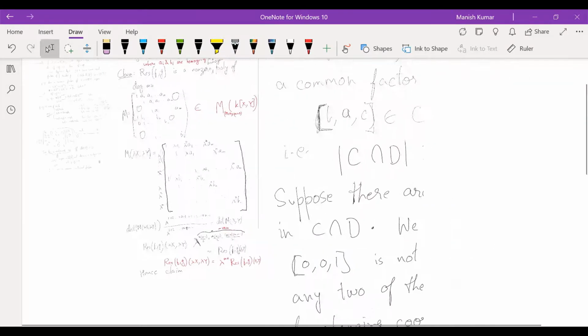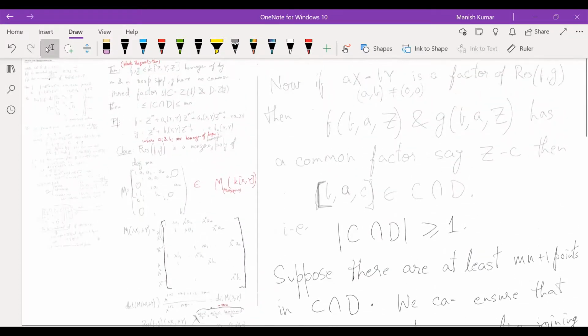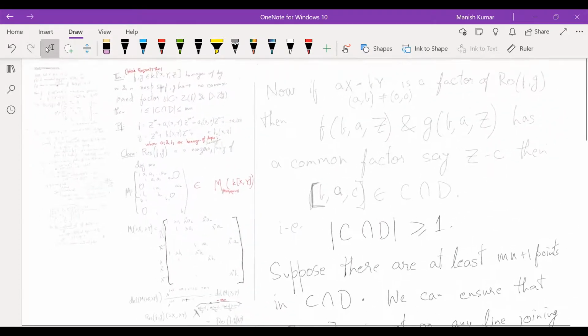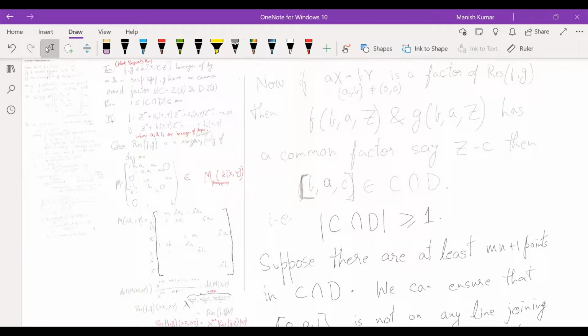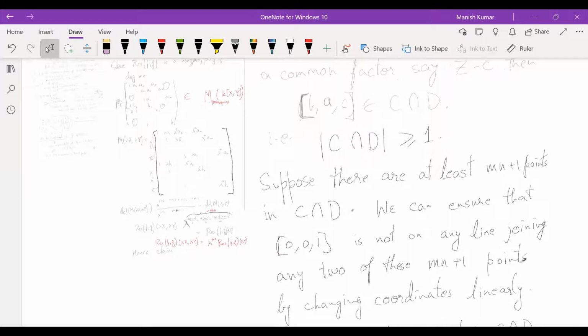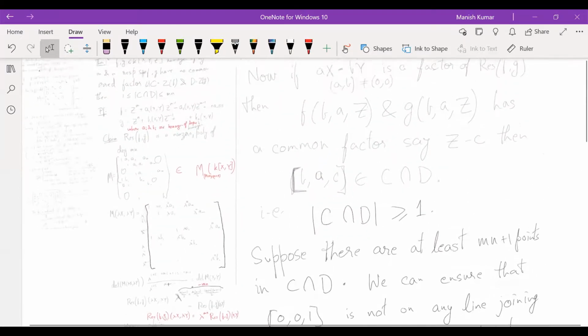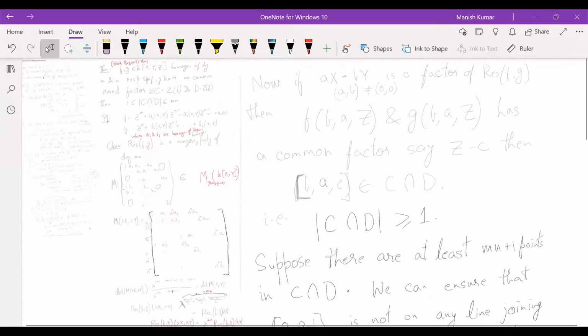So that gap which I left, which I had assigned to you as homework, is also filled. Now let's use this. As we observed, if ax minus by is a factor of the resultant of f, g, first of all, it's a homogeneous polynomial in two variables, so we can write it as a product of linear factors. Suppose one of the linear factors is of the form ax minus by. Then of course a and b both can't be 0, it's an actual factor, so some a, b non-zero.